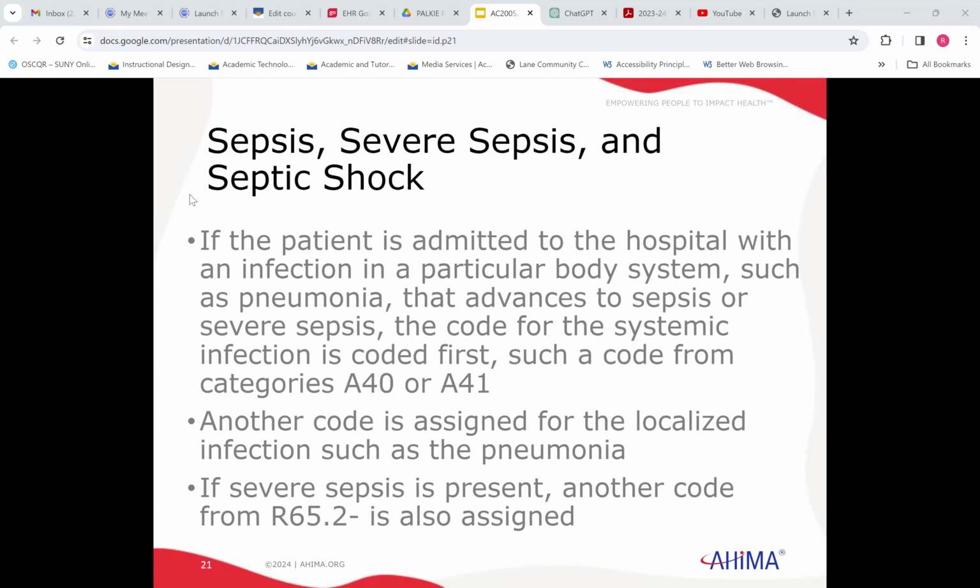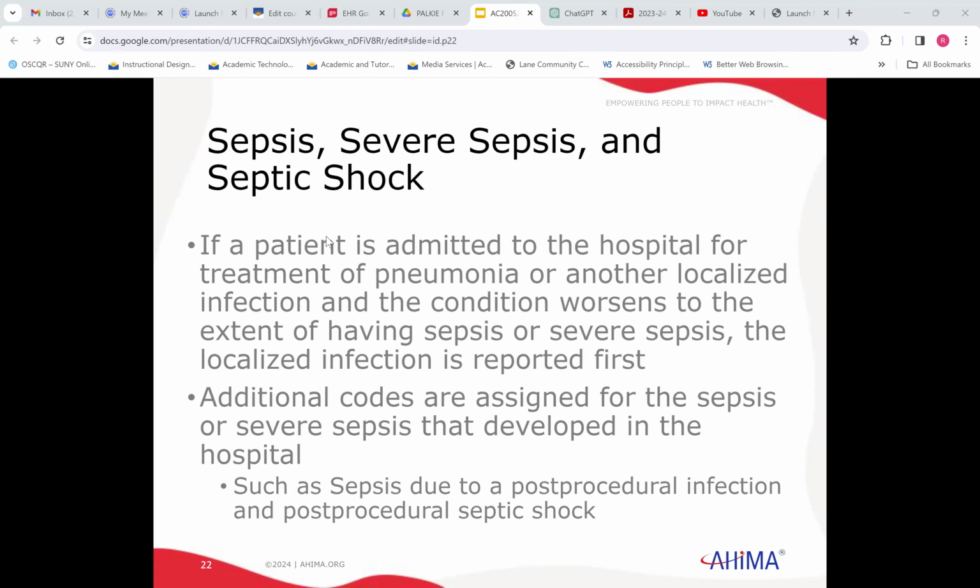If a patient's admitted to the hospital with an infection in a particular body system, such as pneumonia, and that evolves into sepsis or severe sepsis, again, the systemic infection will be coded first, such as a code from category A40 or A41. We would then use another code for the localized pneumonia, again, the pneumonia being a manifestation of the infection. And again, as we've seen, if severe sepsis is present, another code from R65.2 is going to be assigned.